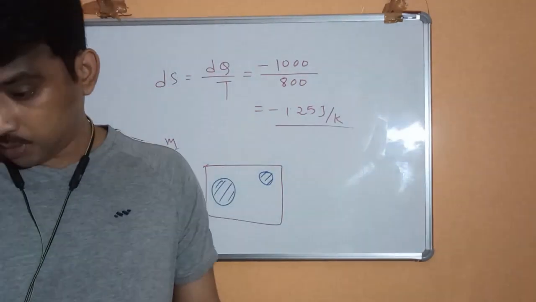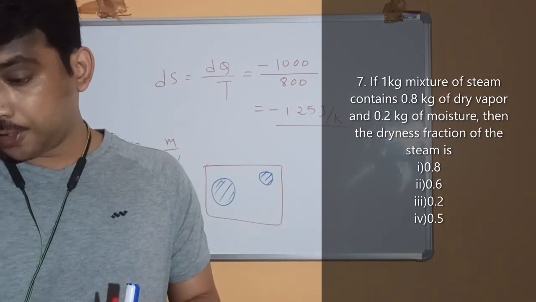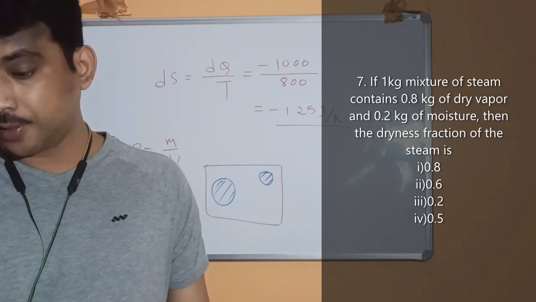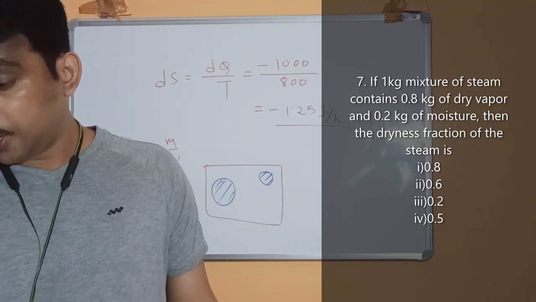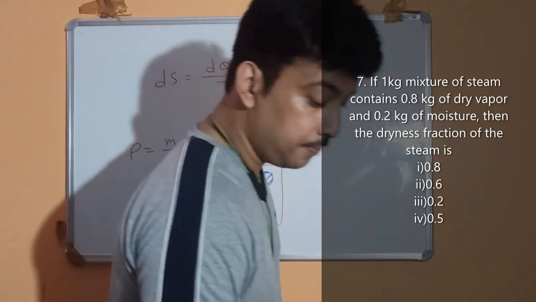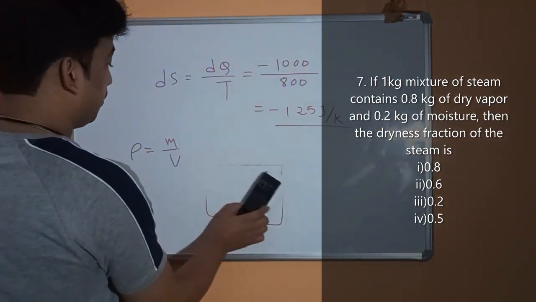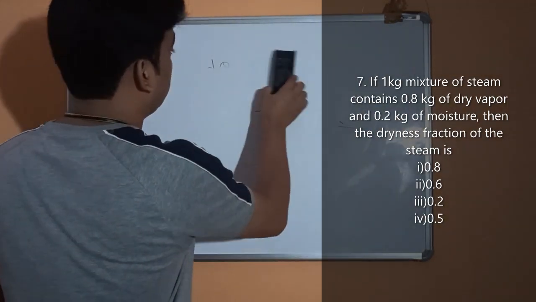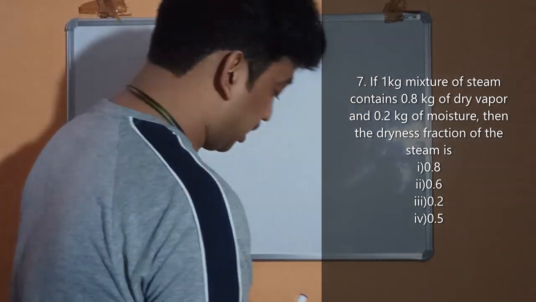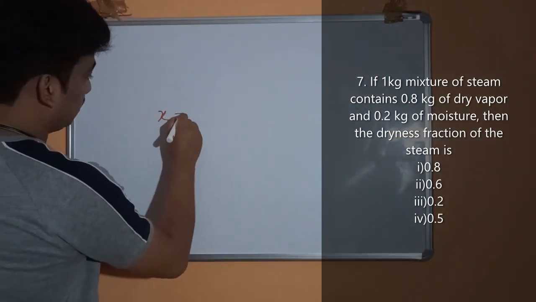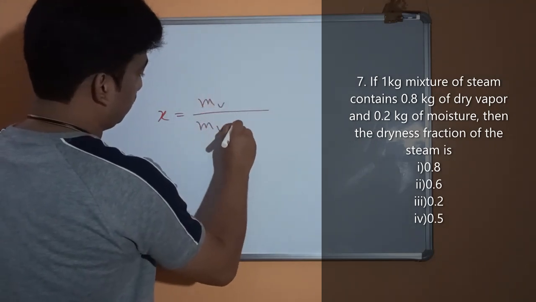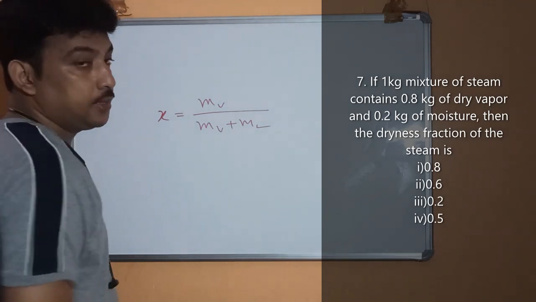Next is, if 1 kg mixture of steam contains 0.8 kg of dry vapor and 0.2 kg of moisture, then the dryness fraction of the steam is given by, what is dryness fraction of steam? Dryness fraction of steam is given by mv by mv plus ml. Dryness fraction is denoted by small x, and is given by mass of vapor divided by mass of vapor plus mass of liquid in the system.